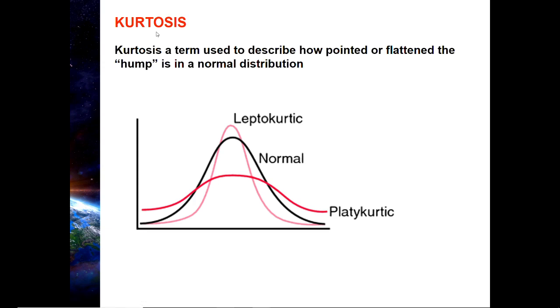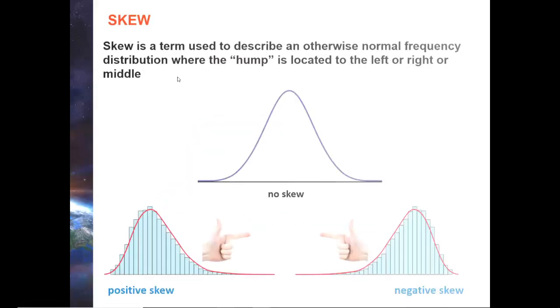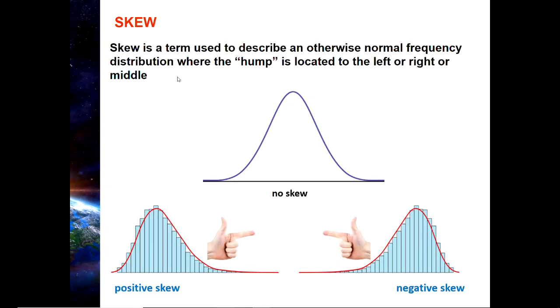Okay, so besides being a good Scrabble word, what does kurtosis mean? Well, it's a term that we use to describe how pointed or flattened the hump is in a normal distribution. I should point out, let me go back just one more here. I want to make sure that you understand this is a normal distribution. This is not normal. This is skewed. So if you have a skew, we wouldn't call it a normal distribution. We would say it's a skewed distribution. Same thing with this one. Okay, so only this is skewed.